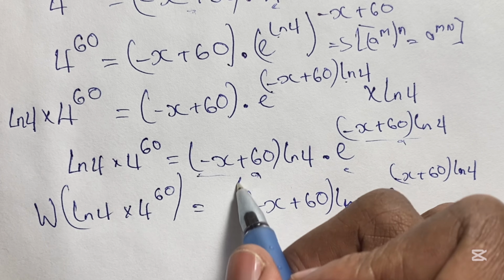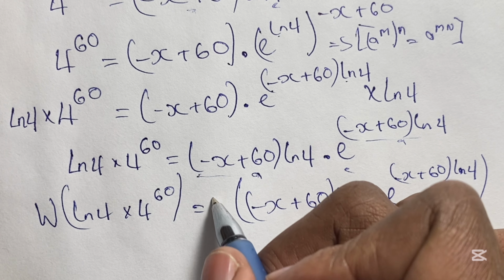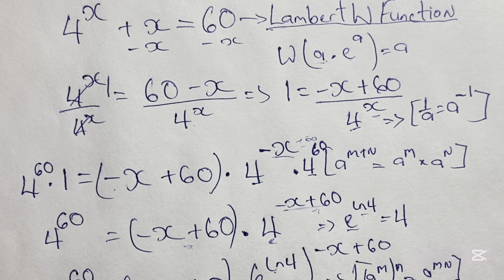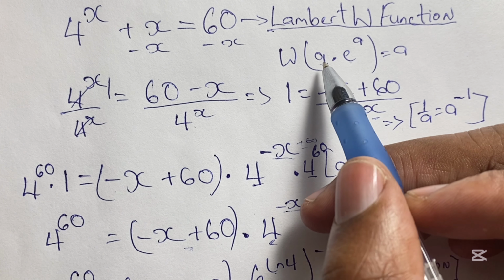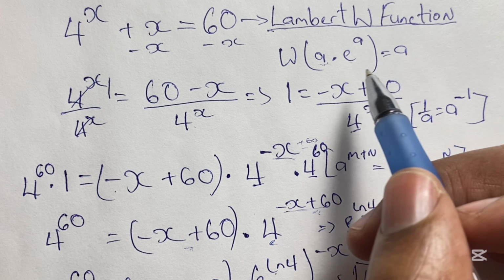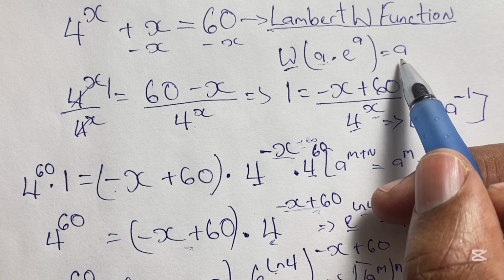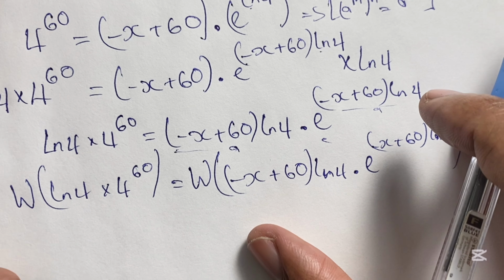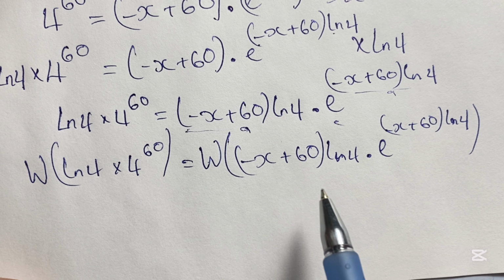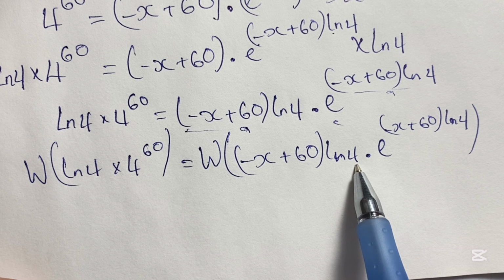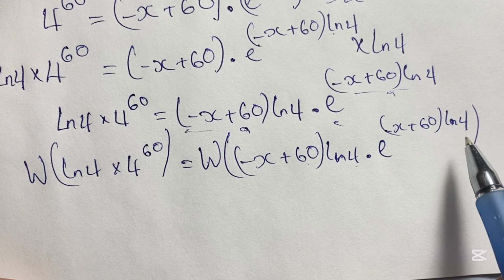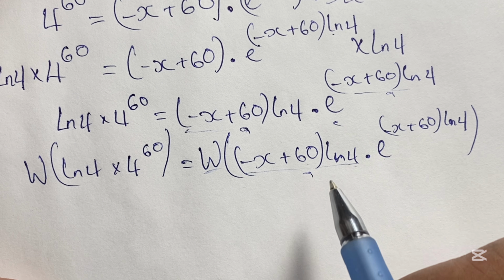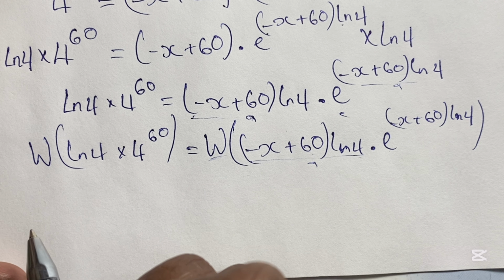So this now, we bracket, this is what we really want, and we apply this W function. So what we said before is that if we apply our W function on this expression, the result of this expression here is going to be a. So let us see what's happening here. We have W of, in brackets, negative x plus 60 times ln 4, and in the power we have the same. So what happened here is that having this W function operated on a times e to the power of a, the result is just a.